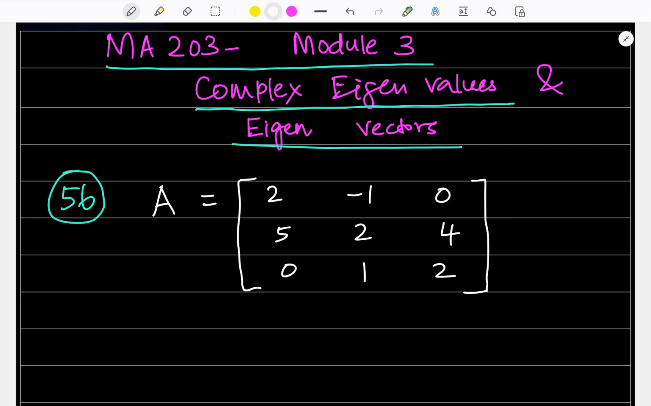Find the eigenvalues and eigenvectors for the matrix A equal to [2, -1, 0; 5, 2, 4; 0, 1, 2]. So it's a 3 by 3 matrix. Okay, so let's start this one.